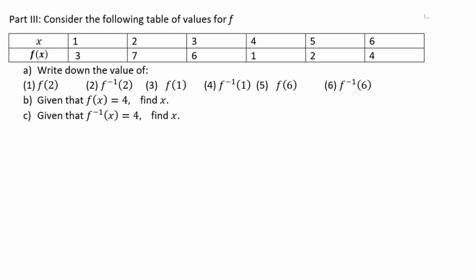Let's go to part 3. Consider the following table of values for f. Write down the value of number 1, f of 2. For f of 2, this is x equals 2. You will get 7.